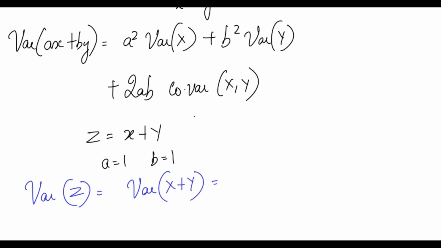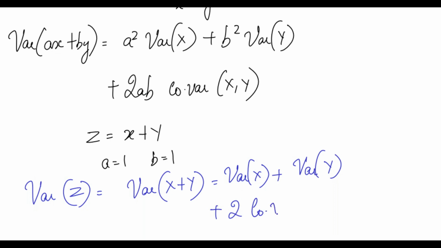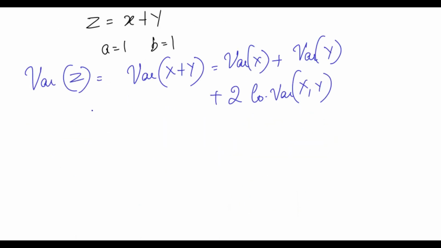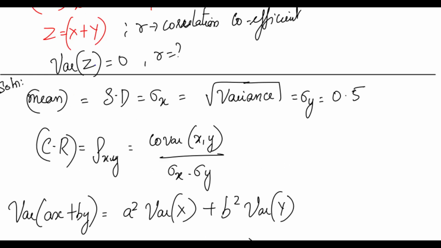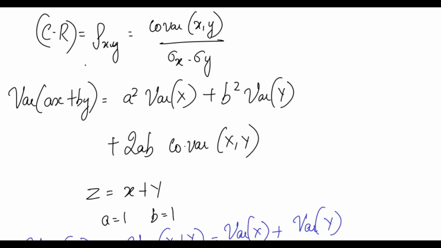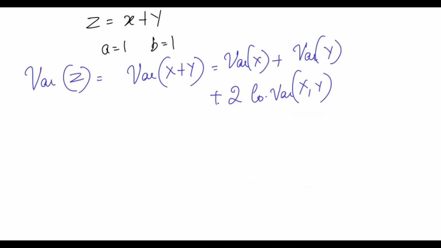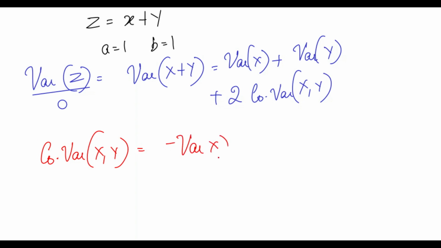A square is 1 square, which is 1, so I'll write it as variance of x. B square is again 1, which is variance of y, plus 2ab is 2 times 1 times 1, covariance of x comma y. Variance of z is already given in the question as 0. So now we solve this for covariance of x comma y. Since this is 0, covariance of x comma y is equal to minus variance of x minus variance of y, divided by 2.